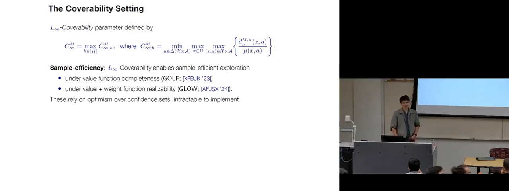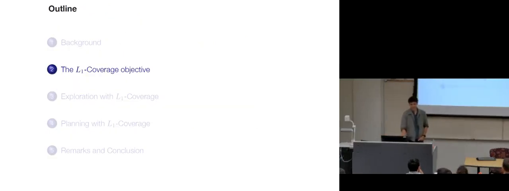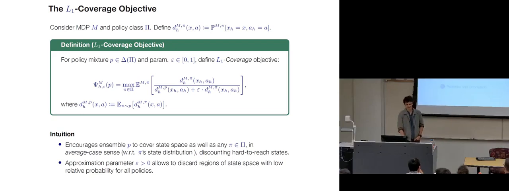The starting point for this work, since we're going to do reward-free RL, is to notice that this mu distribution would be the perfect distribution to sample from if you wanted to do offline RL later, just by definition. Is it possible to find it, and can you do it efficiently? There's a small problem that it might not be realizable as policies. You may not be able to collect data distributed from mu. So the first thing that we do is slightly generalize this coverability definition to address these problems.